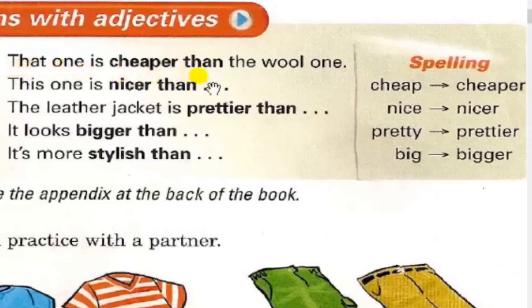That one is cheaper than the wool one. This one is nicer than the wool one. The leather jacket is prettier than the wool one. It looks bigger than the wool one. It's more stylish than the wool one. Spelling. Cheap, cheaper. Nice, nicer. Pretty, prettier. Big, bigger.